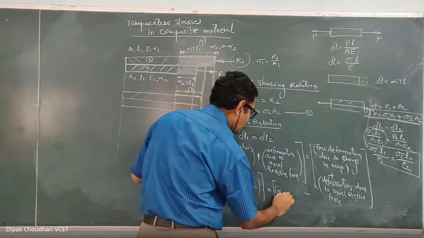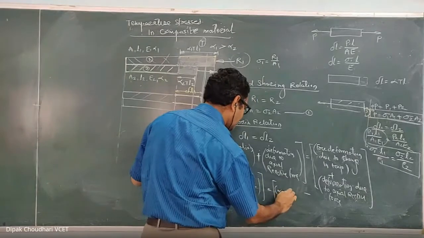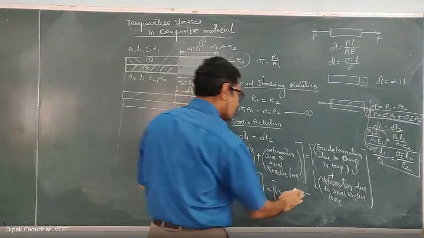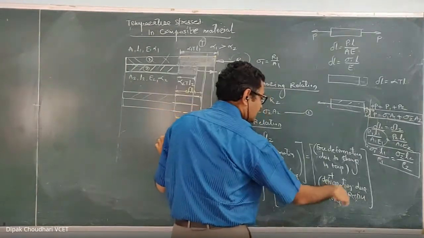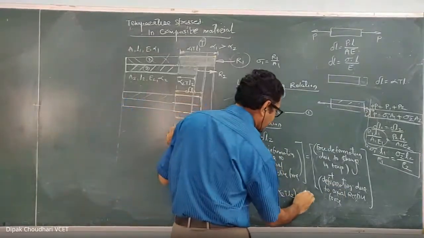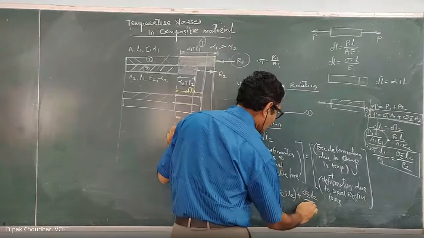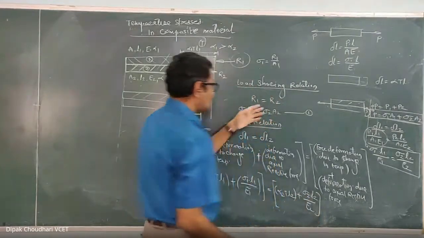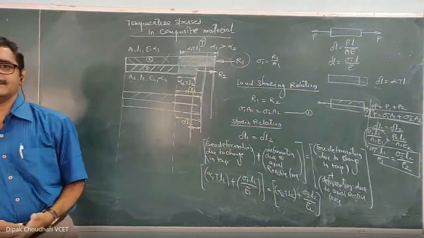It is the free deformation because of the change in temperature, alpha 2 T L2, plus deformation because of the axial force. Here it is sigma 2 L2 upon E2. If you solve these two equations, you will get the answer.